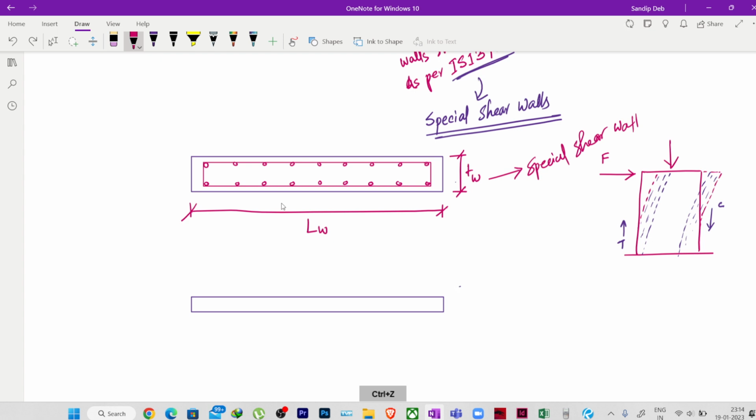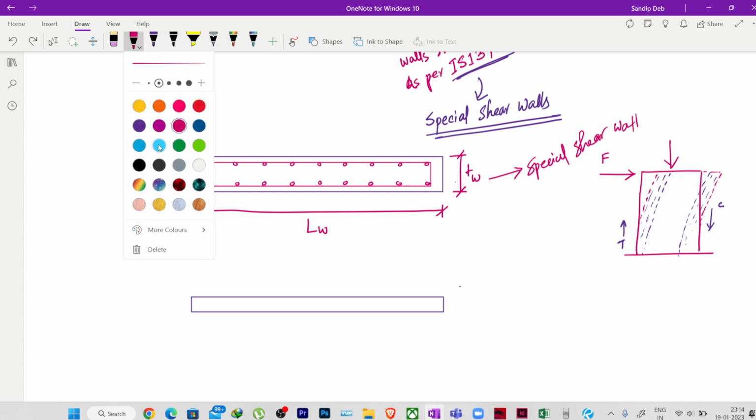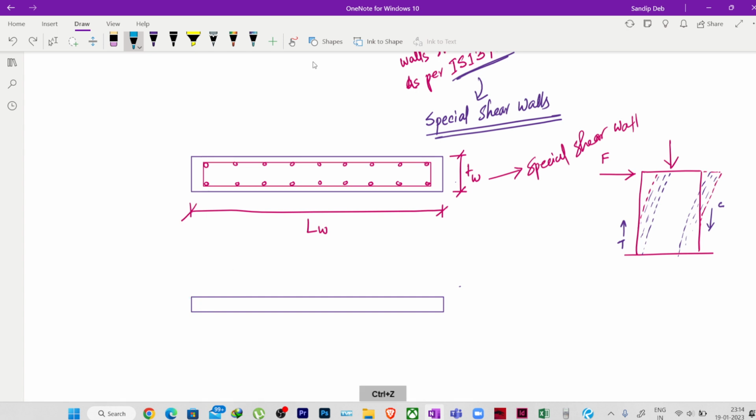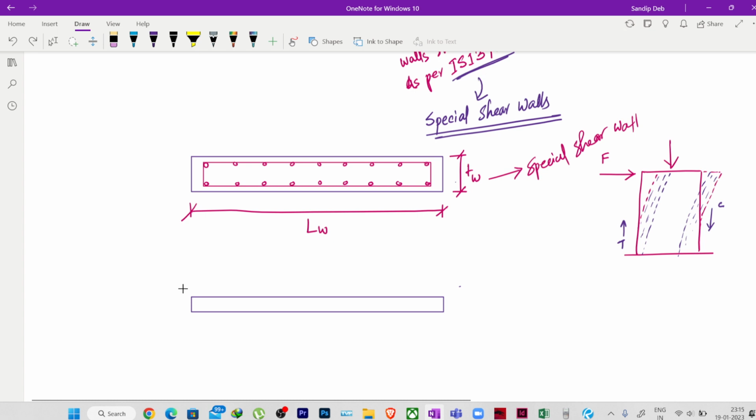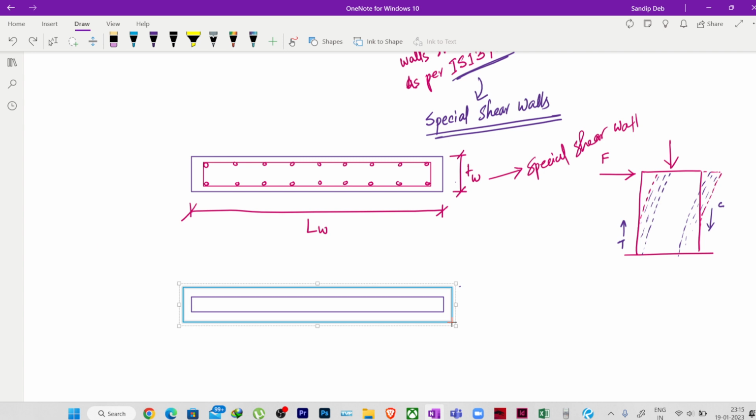I don't know why it is doing like this. Let me draw it properly. For some reason it is not working properly. I don't know why. Let me draw it with my mouse. Okay, with the mouse it is working properly.